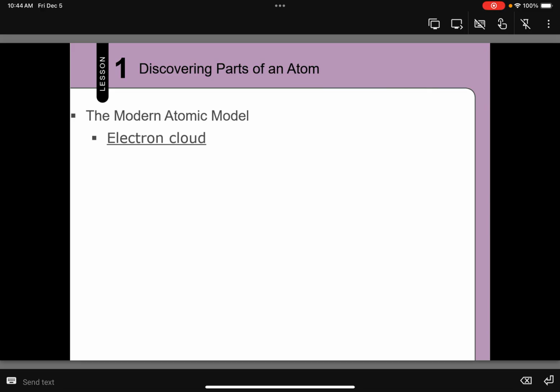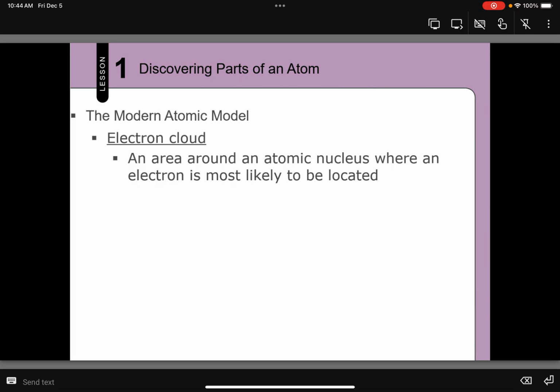So what scientists have found is that the current model is what we call the electron cloud model, and this is on page 322. The space surrounding the nucleus is known as the electron cloud, and that is where an electron is most likely to be located. It's just not going to go in a specific orbital. It can move. It still has these energy levels surrounding it.